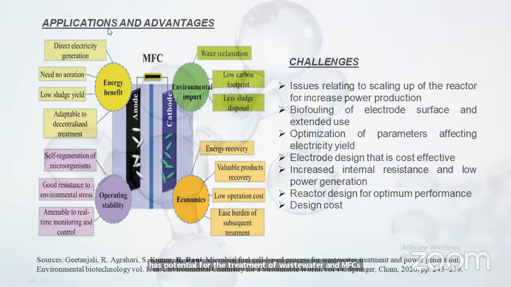So the technology has several applications as well as several advantages, but at the same time, it has certain limitations and challenges which limit its application at field scale or a large scale. The most important limitations include the high internal resistance and low power generation. This is the major hindrance in application of the technology at field level, because of the high internal resistance, the power density obtained is relatively low.